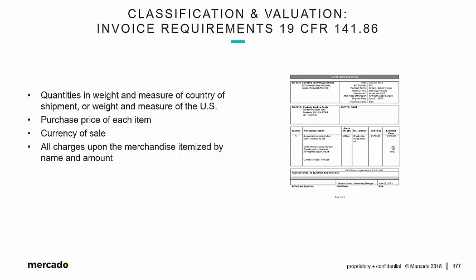What else? Quantities and weight and measure of the country of shipment, or weight and measure of the U.S. That's just another way of saying that U.S. CBP accepts both metric and standard weights and measures. The purchase price of each item. The currency as well. This is where sometimes importers get off the rails a little bit working with their vendors because they don't explicitly state the currency of sale. We want that in there too. Last bullet, all charges upon the merchandise itemized by name and amount. We have an example of how that works, so not to worry just yet.